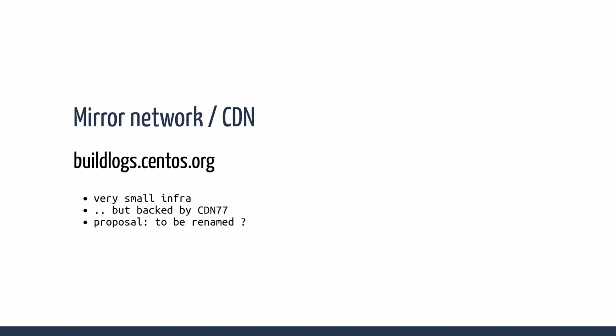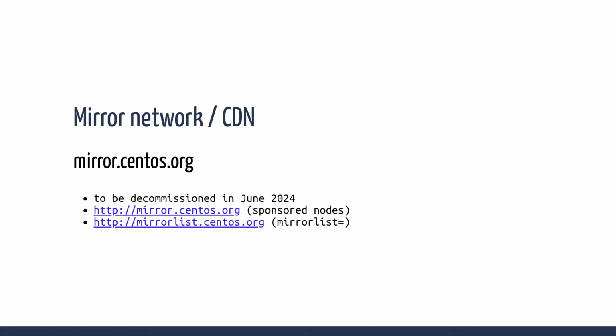So the name build logs came to mind. It should probably be renamed to something like testing or whatever, I don't know, open for ideas, but clearly we can rename it. So it's really small infra, but thanks to a sponsor called CDN77, it's backed by them. So if you point your automation to build logs, you will retrieve the package from the CDN. So it should still be okay. Don't abuse it, because the next step should really be going to the mirror network.